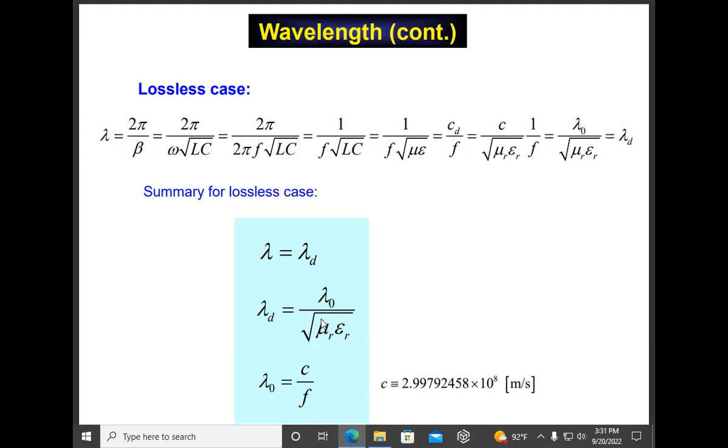Now remember, for most plastic materials, mu r is 1, but anyway. And then lambda 0 is the usual wavelength in free space. Here's the speed of light. So very simple formulas. Make sure you have those memorized. Very simple formulas for a lossless line.